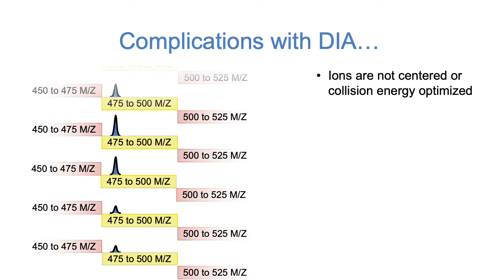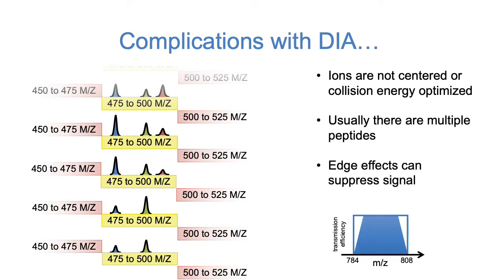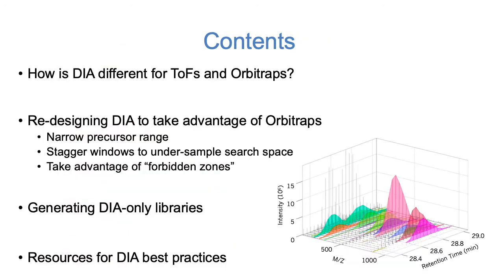First, peptides can't be collision energy optimized based on their charge state. And as I said earlier, multiple peptides are multiplexed together, which highly complicates the spectra. And then finally, quadrupoles don't have perfect transmission across the entire precursor isolation window. So there are edge effects that can suppress signals near the window boundaries.